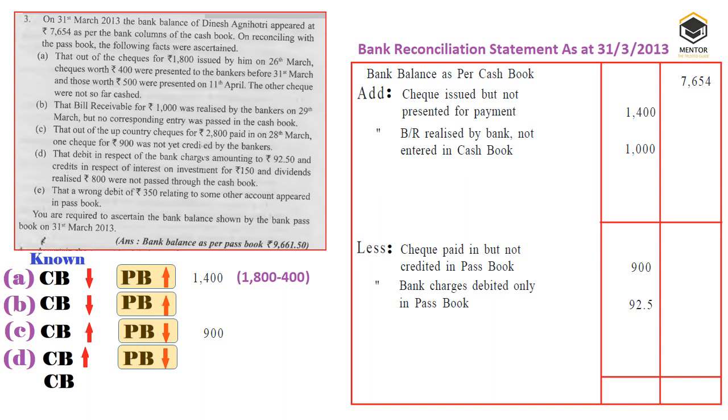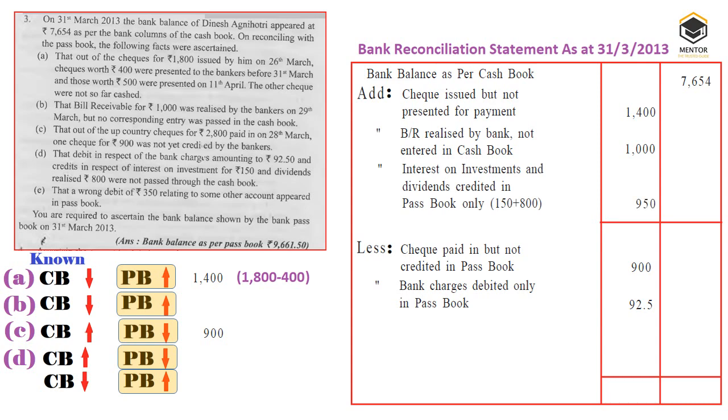Then one more item we have, the dividend collected and interest collected. Yeah, dividend and interest on investment. Both are collections. What will happen when it is collected? Passbook balance will be more. It is collected by the bank, and cash book balance will be less. So passbook we need to find out. So how much interest on investment and dividend? Both I have clubbed together. 150 plus 800, 950 I have written, because both are add items, right?